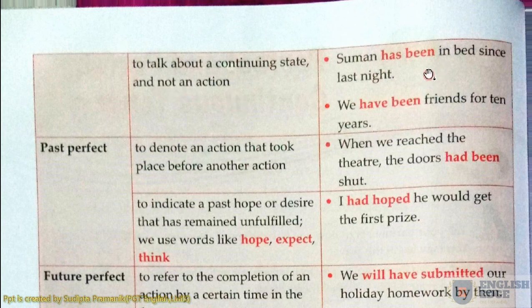That is, Shuman has been in bed since last night. We have been friends for 10 years. So in this way we can use present perfect tense.